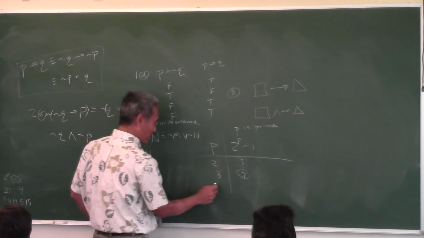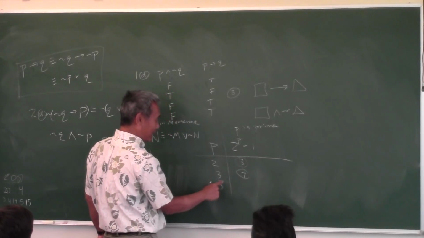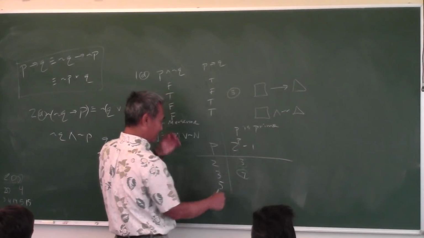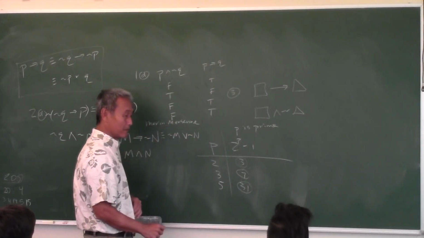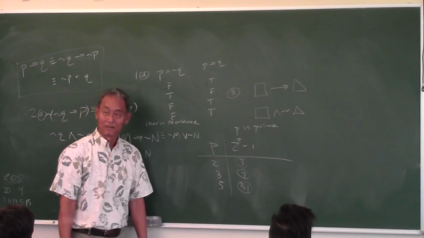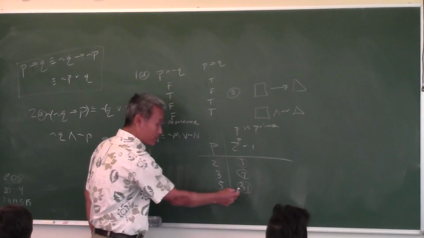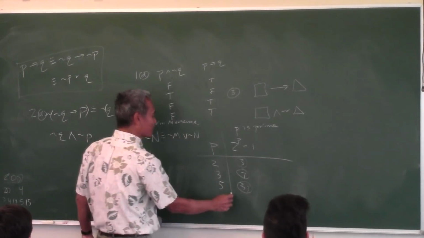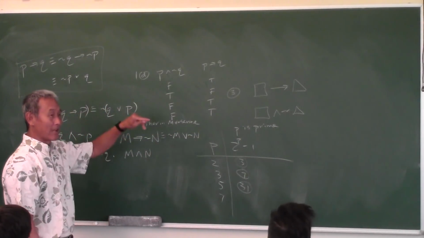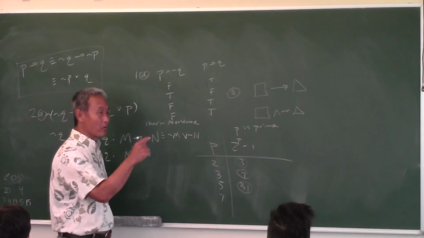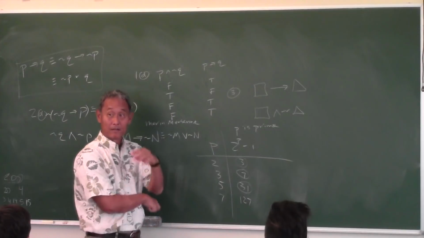Okay, let's just do one more. What's the next prime number? 5. If I plug in 5, what is 2 to the 5th minus 1? 31. Is that a prime number? Do we really have to think about that? The answer is yes. So therefore, this is a Mersenne prime. Okay, let's just do one more. 7. 2 to the 7th minus 1. 128 minus 1. 127. Is that a prime number?